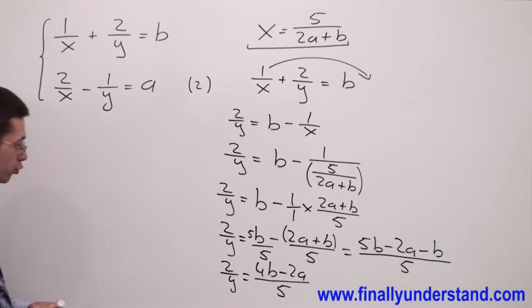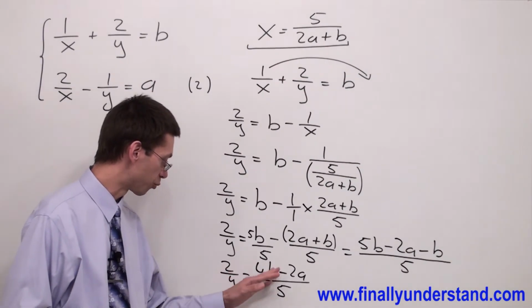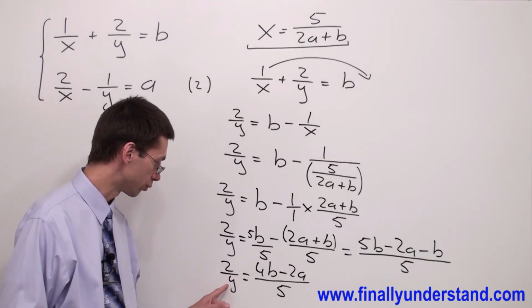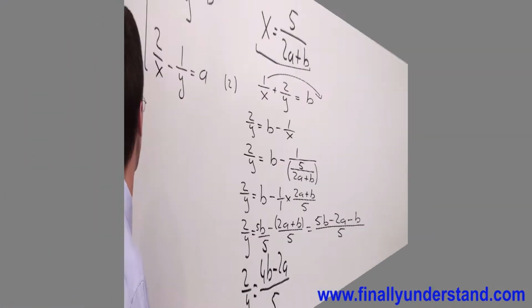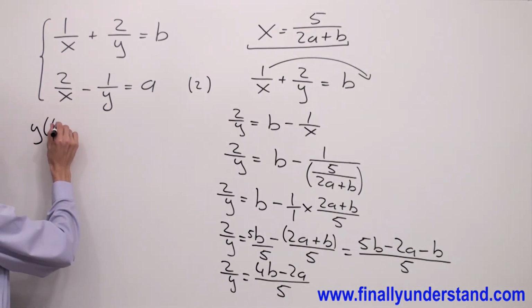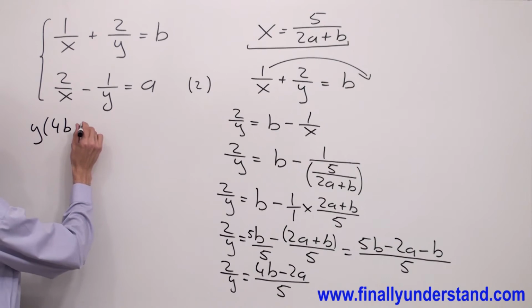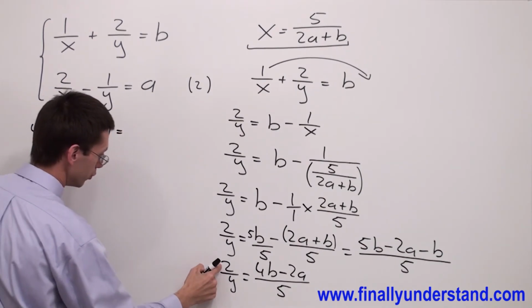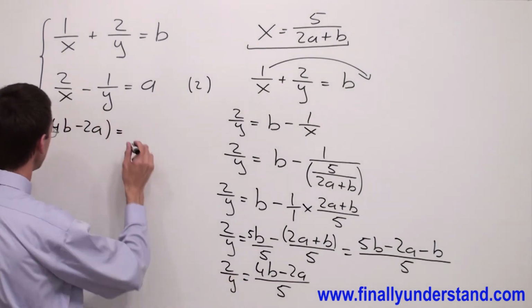Now we're supposed to solve the proportion. We have to solve this proportion for y. We are going to do so by cross multiplication. I have y times 4b minus 2a is equal to 2 times 5, which is equal to 10.